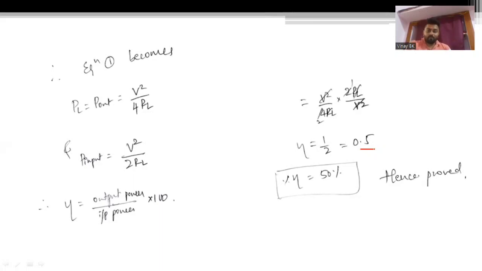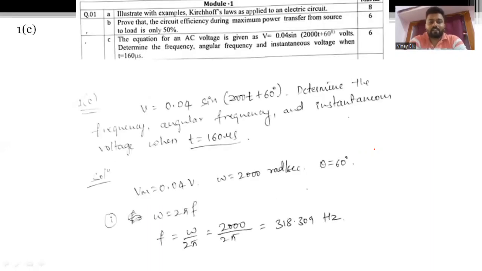Okay. So now, the steps you have to understand are very simple. First, circuit diagram you have to write. Then you define IL. Then you define output power IL square into RL. Then you define input power V into IL. Then substitute the value of IL, that is V divided by R plus RL. Then you apply maximum power transfer theorem, that is R equals to RL. You'll get output power, input power, that is V square by 4RL, V square by 2RL. Substitute that to the efficiency equation, you'll get efficiency is 50%. I hope it's clear.